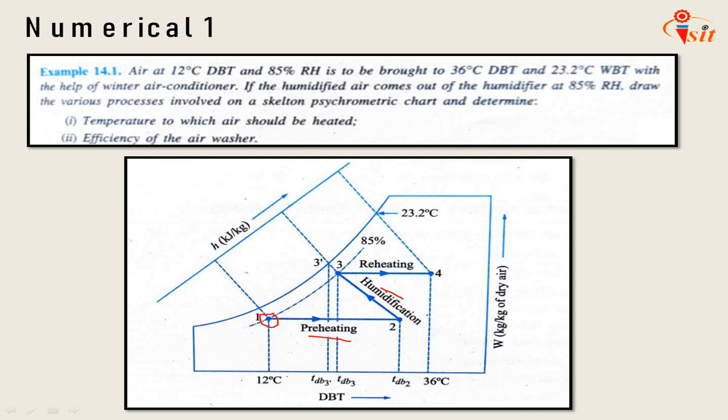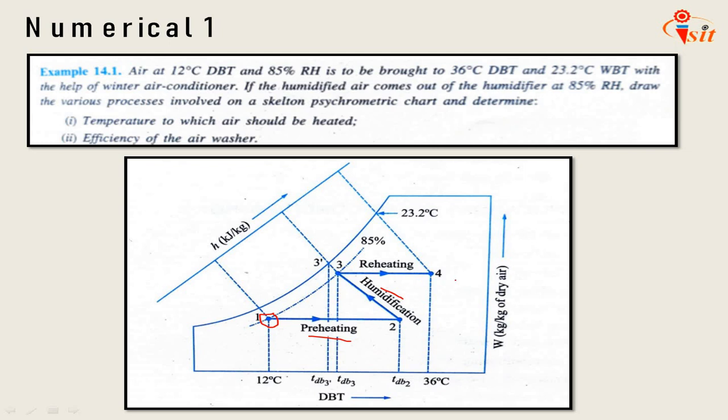These processes are obtained on the psychrometric chart by drawing a horizontal line through point 1 to represent sensible heating of air, and from point 4 a horizontal line to intersect the 85% RH curve at point 3. Draw a line from point 3 to 4, draw a constant wet bulb temperature line which intersects the horizontal line through point 1 at point 2. Now line 1 to 2 represents preheating of air, 2 to 3 is humidification, and 3 to 4 is reheating of air to the final condition.